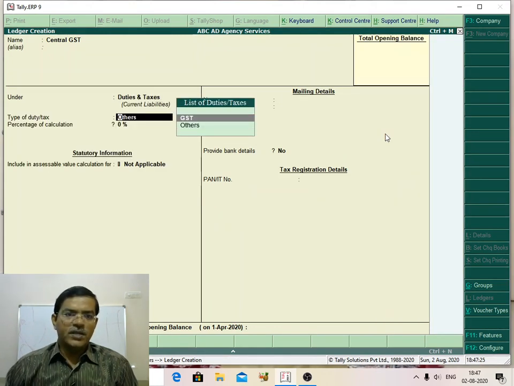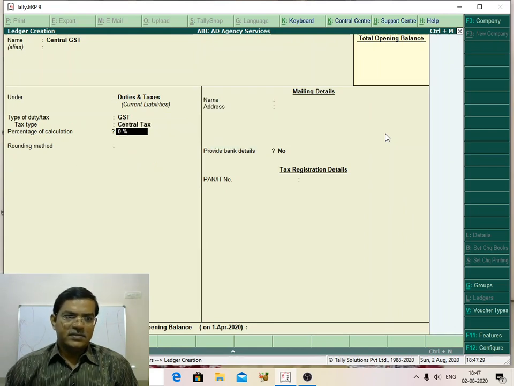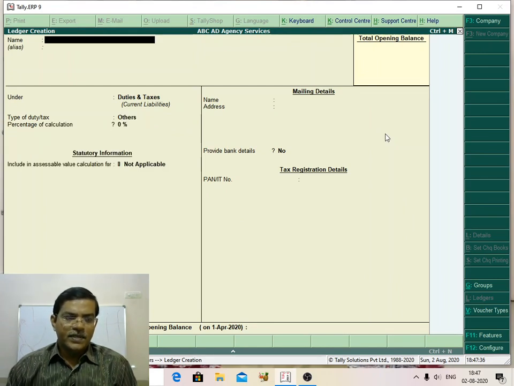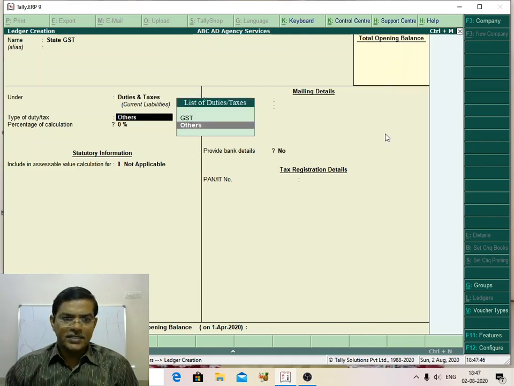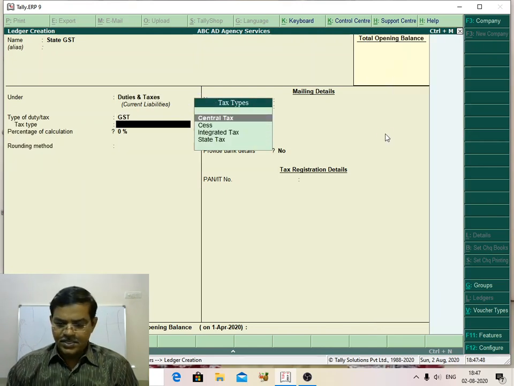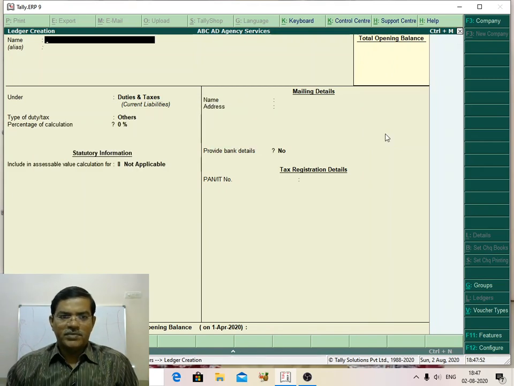So it is purely GST, and the tax type is central tax. Here I am not giving any tax rate. Just press Ctrl+A to accept the screen. Next I am going to create State GST. It is also under the duties and taxes category. Here it is also GST, and it is a state tax. I am not giving any tax rate percentage.